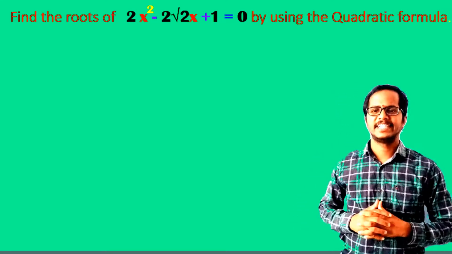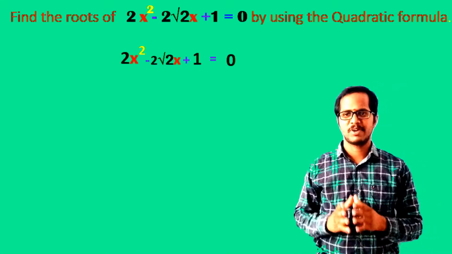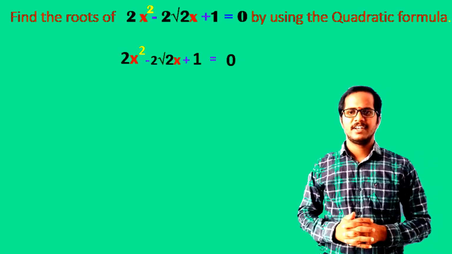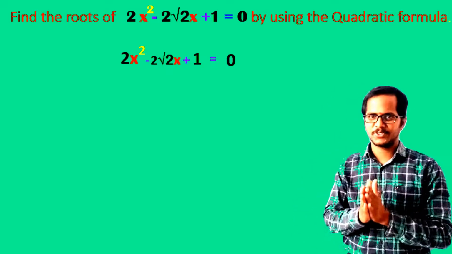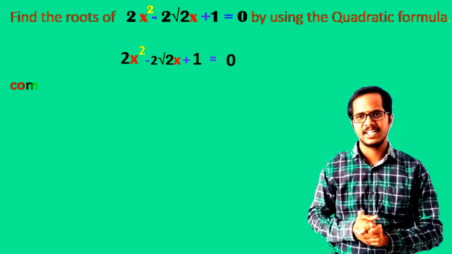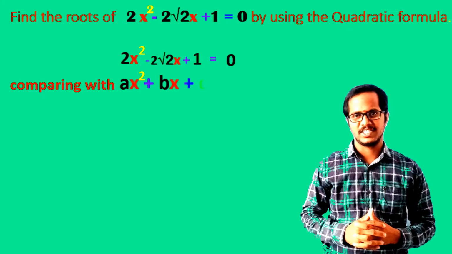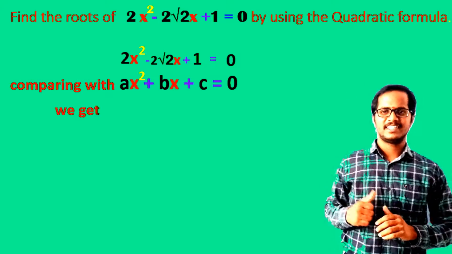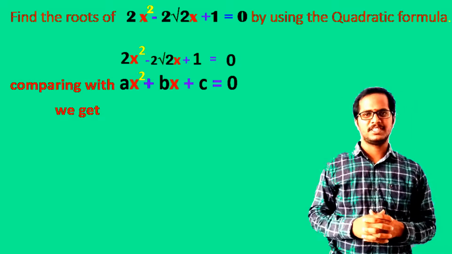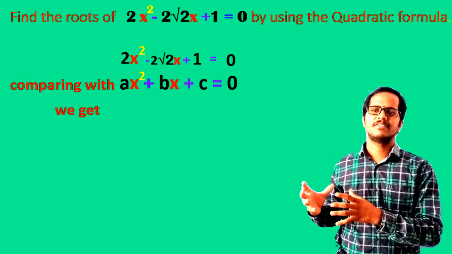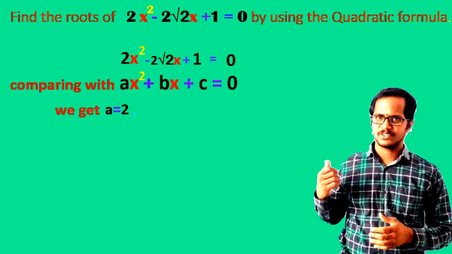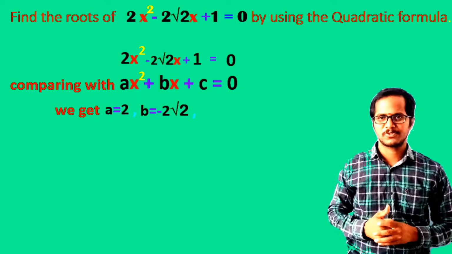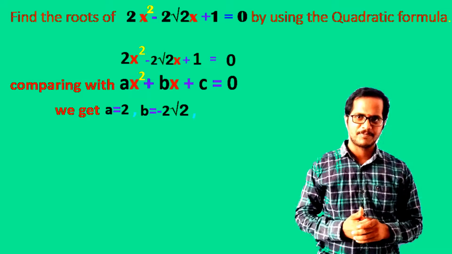So here the given quadratic equation is 2x square minus 2 into root 2 into x plus 1 equals 0. To use the quadratic formula, first we need to compare the given quadratic equation with the general form of quadratic equation, that is ax square plus bx plus c equals 0. So by comparing, we get a equals, so what is the a value here? 2, and b equals minus 2 into root 2, and c equals 1.